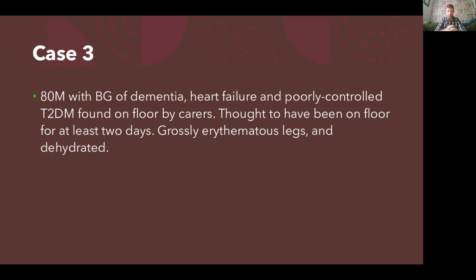Thank you, Hannah Brown. You are noticing a pattern here. Yes, A to E. Brilliant. A to E assessment, focused assessment. Yeah, let's have a look at those legs. Yep, let's do some blood tests as well.